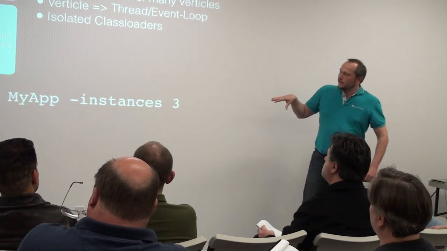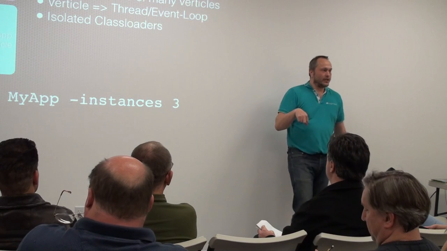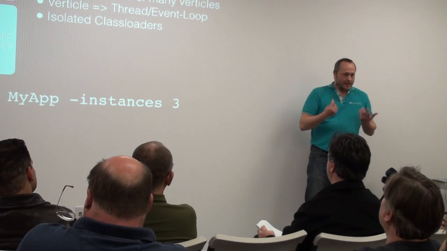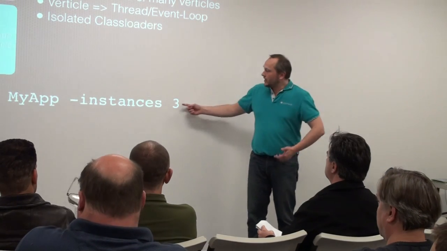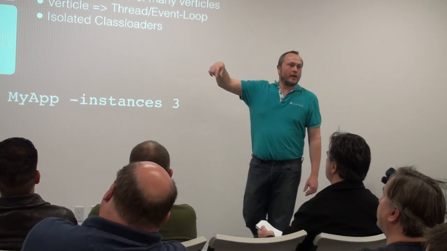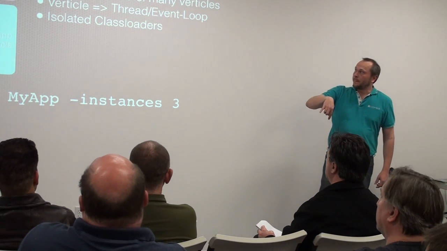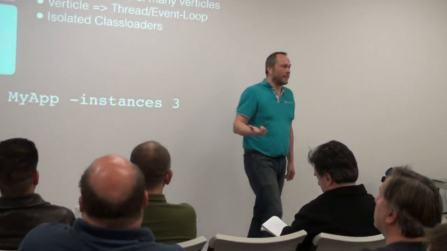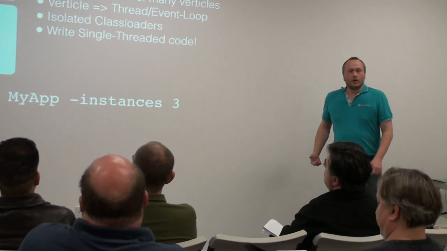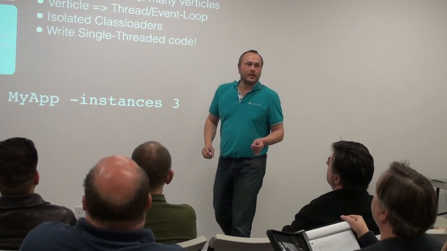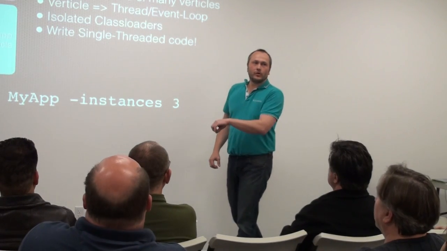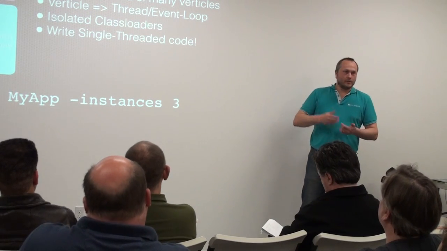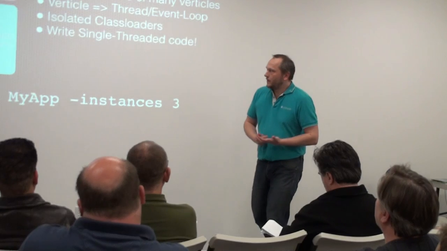Typically you use as many instances as you have cores in your system, because otherwise you always have switching between threads sharing the resources, the cores. So typically you only have as many instances or event loops as you have cores in your system. And each of these verticles has an isolated class loader. This is a great thing, because it allows you to write single-threaded code. You can always be sure that if you're in a verticle, you are the only thread working in this verticle.